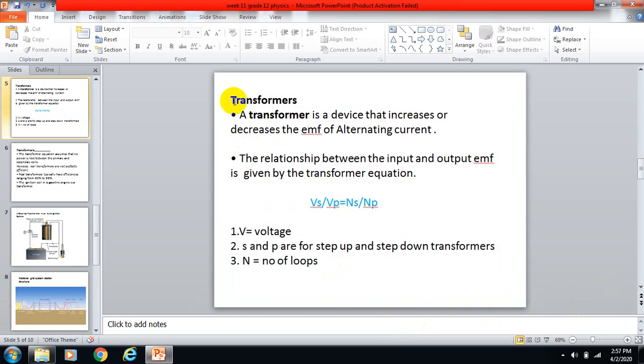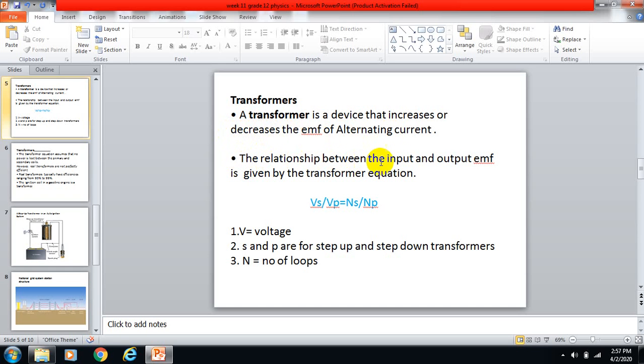Transformers, the main topic. A transformer is a device that increases or decreases the EMF of alternating current. Remember, alternating current. When a transformer increases the alternating current EMF, we call it a step up transformer. If you apply a transformer to decrease the alternating current EMF, we call it a step down transformer. Later on we will study it in a few slides as well.